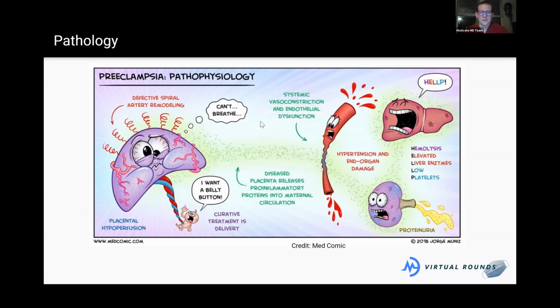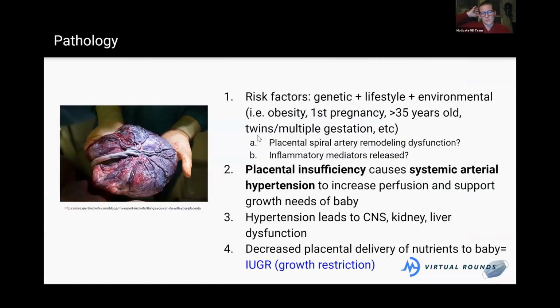Okay, so moving on to more of the pathology. We do know of a couple risk factors that can be associated with preeclampsia, although we don't know exactly what the specific cause is. Some of the risk factors are things like obesity. If you remember, our patient had a BMI of, I think it was 36. Women whose it's their first pregnancy and being over 35 years old. Also having twins or multiple gestation, because you have either multiple placentas or multiple fetuses that you have to supply blood to.